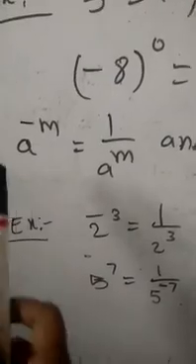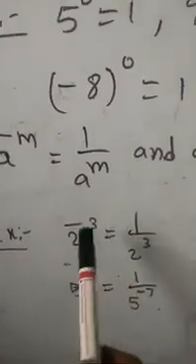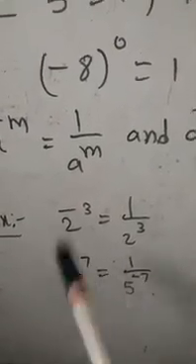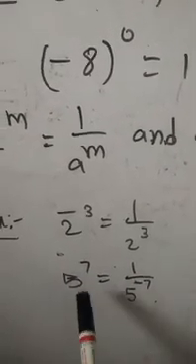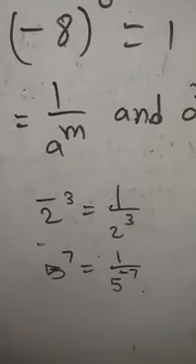Example: take 2 to the power of minus 3, value 1 by 2 to the power of 3, minus will become plus here. Next, 5 to the power of plus 7, it will change the symbol, plus will become minus. That's why 5 to the power of 7 equals 1 by 5 to the power of minus 7.